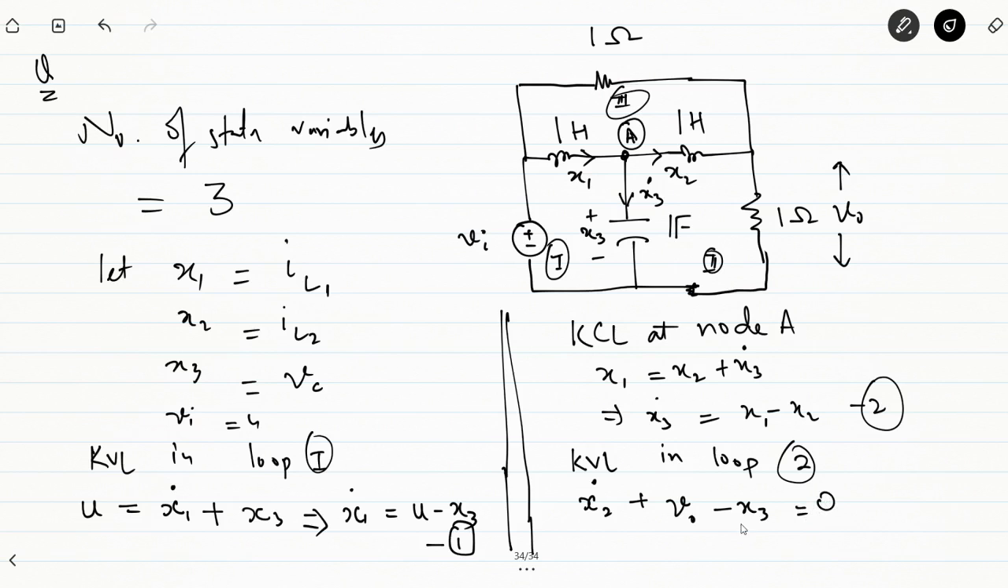So ये तो आ गया हमारा। x2 dot, हमें यहाँ से क्या आएगा? x2 dot is x3 minus V0. Let this be equation number 3. x2 dot is x3 minus V0. Equation number 1, equation number 2. तो find x2 dot, but equation number 3.